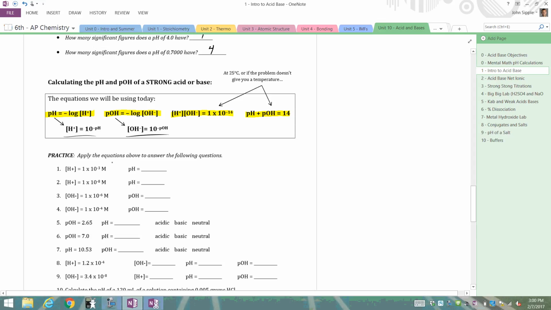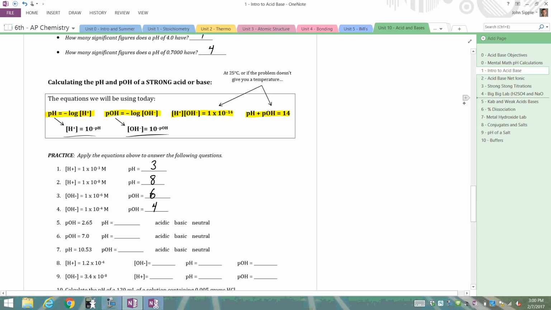Okay. So ultimately, we just want to use the equations above to answer the question. If we have a hydrogen ion concentration of 1 times 10 to the minus 3, we can plug that into pH equals minus log of the concentration of H, and we'll end up getting 3. So it's that simple when it's 1 times 10 to some number, because we just bring that number down.